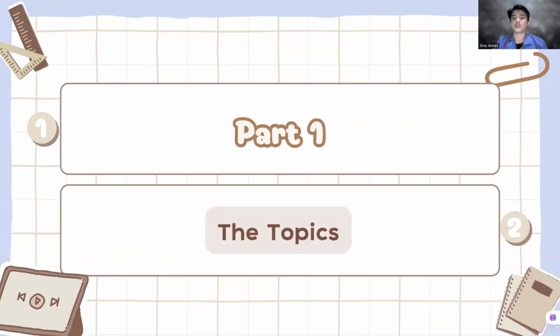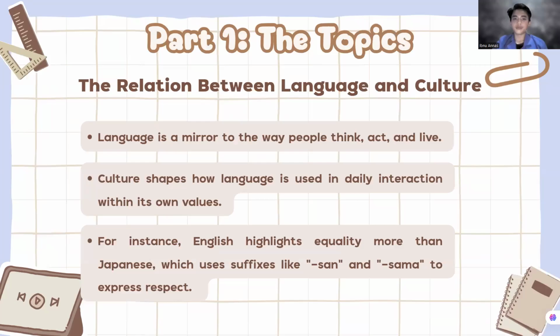The first part is the topics. The first one is the relation between language and culture. So what is meant by the relation between language and culture itself? Language is a kind of mirror to the way people think, act, and live as a society. Culture can shape how language is used in daily interaction or daily conversation.